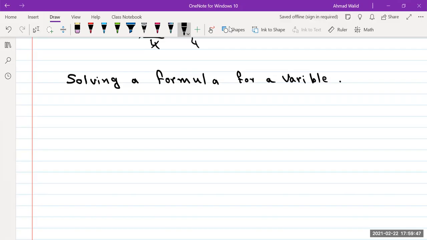It means formulas are everywhere. Solving a problem is maybe not difficult for a student. Solving a formula with different variables for a specified variable is always difficult for students attending a physics class, chemistry class, or biology class. Let me explain here how you can solve a formula for a specified variable.